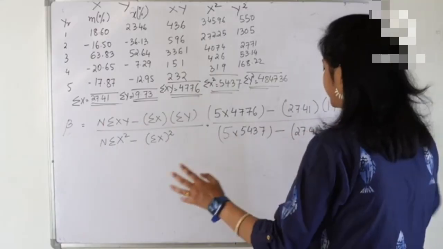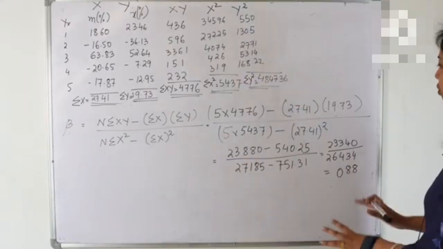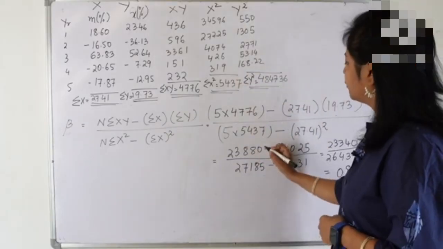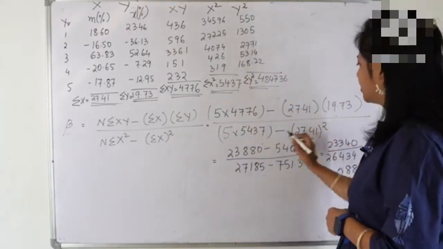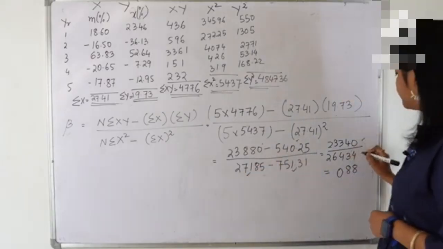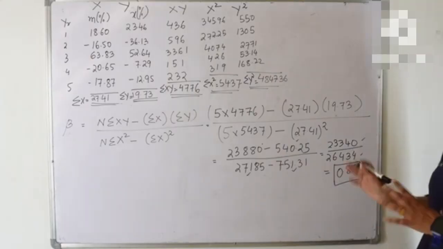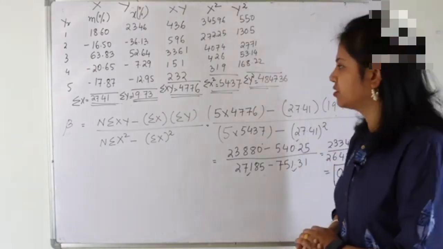If you simplify, then we will get the value of beta. Let me simplify. You can see the product of this is written here, product of this is written there. When we simplify, we get this by this. So ultimately my beta is coming to 0.88, which is the same as what we got under the covariance method.